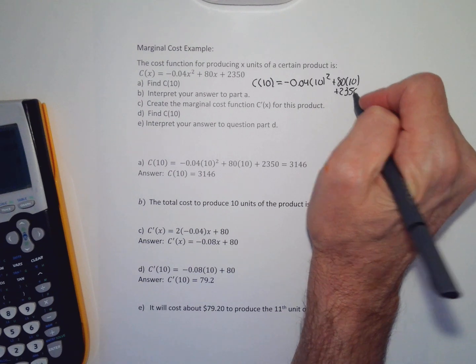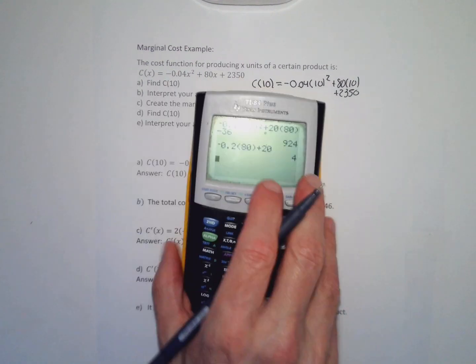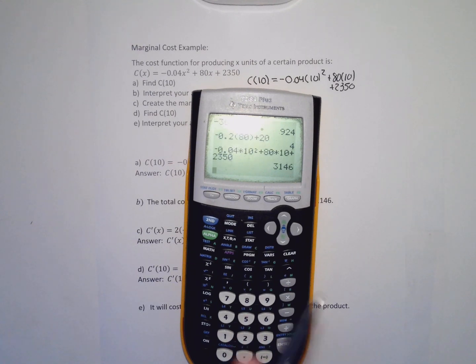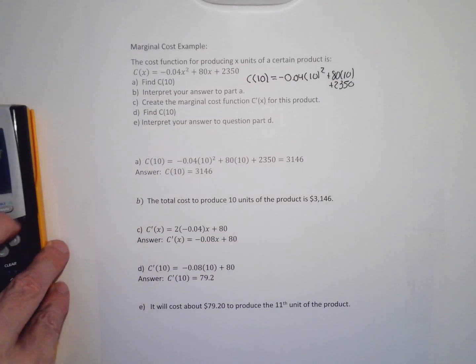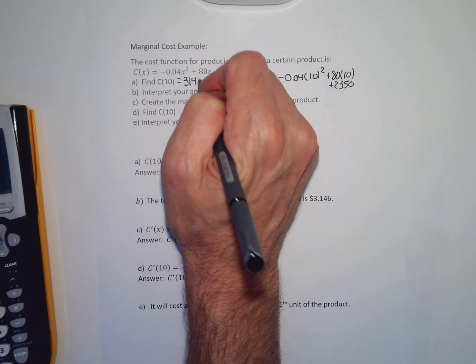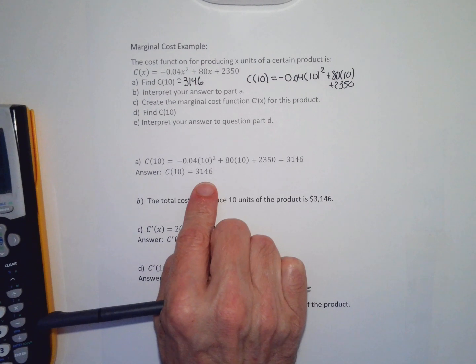is the total cost to produce 10 units. So if I do negative 0.04 times 10 squared plus 80 times 10 plus 2350, I get $3,146 for my answer to part A. So that's just a number without any words attached to it.